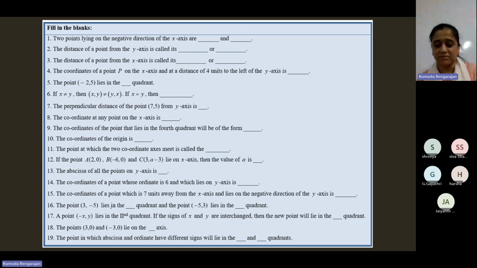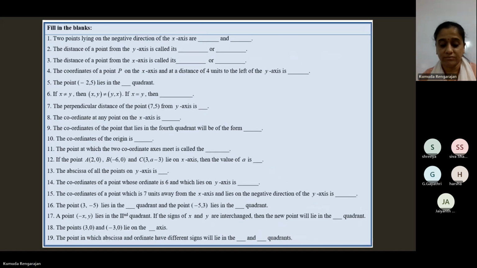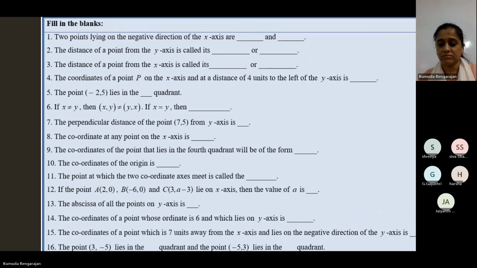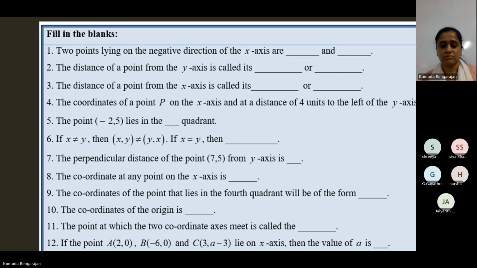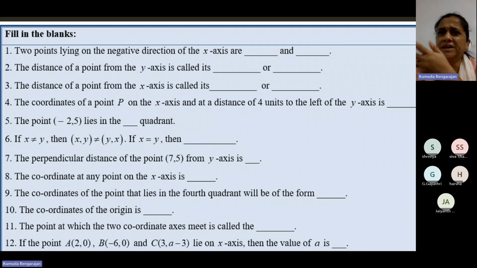Now take down these statements and complete the statements, fill in the blanks. You need to write the statement. You can name any two points lying on the negative direction of the x-axis. Any two points. Do not write only the answer. Please write the statement and complete the statement. Fill in the blanks. Write the statement.